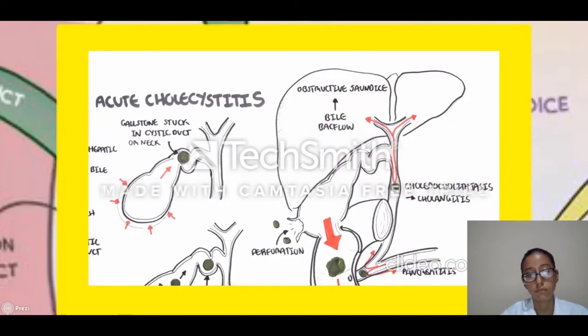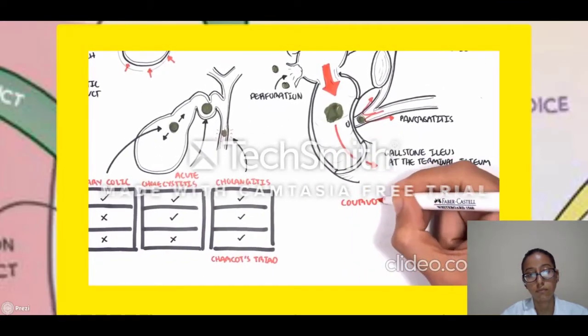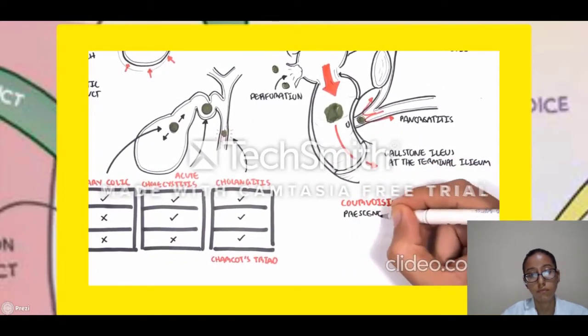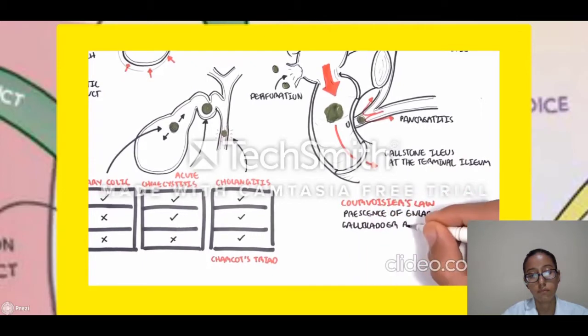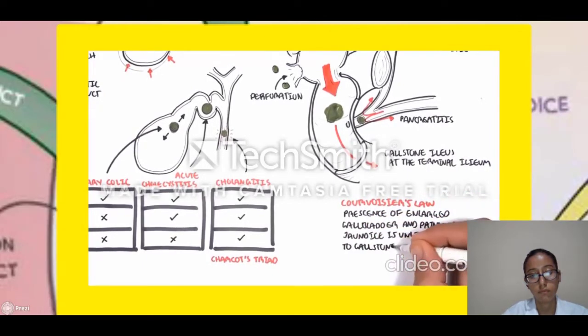On a side note, there's something called Courvoisier's law. And Courvoisier's law essentially says that the presence of an enlarged gallbladder with jaundice is unlikely due to gallstones, rather carcinoma of the head of the pancreas.